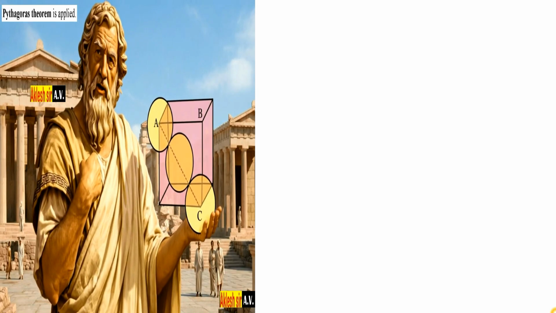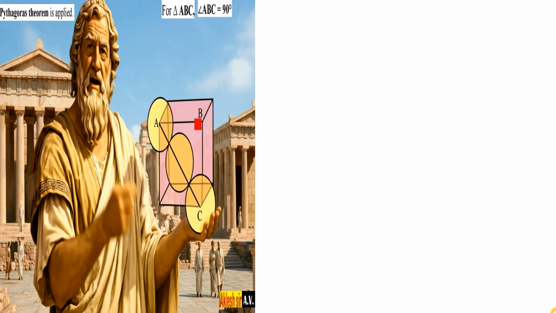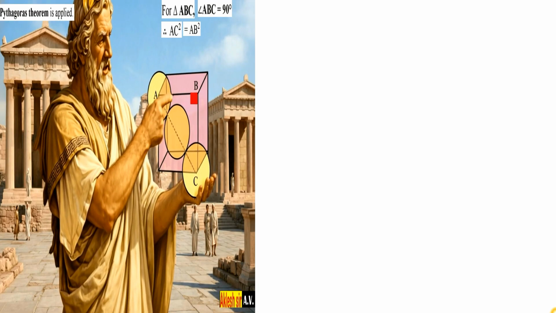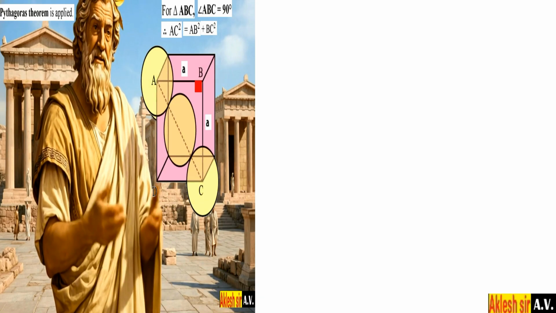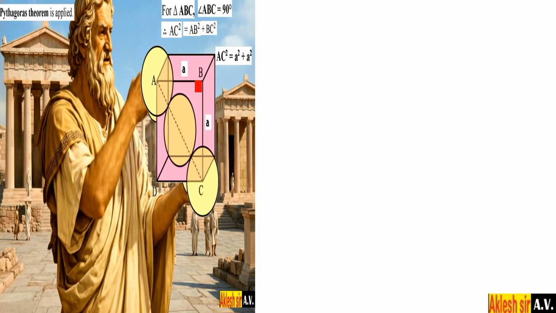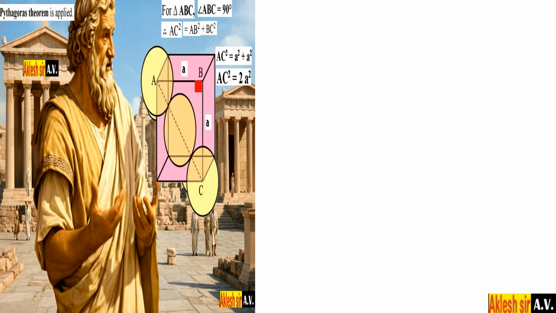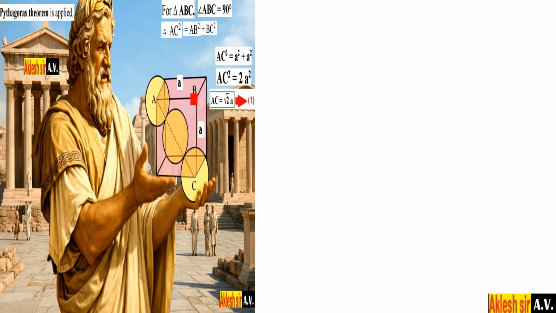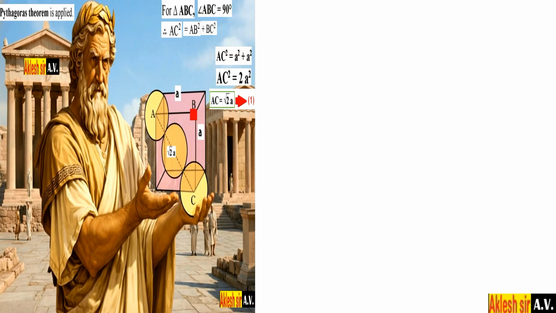By applying Pythagoras' theorem to triangle ABC, angle ABC is equal to 90 degrees. Therefore, AC squared is equal to AB squared plus BC squared. Since AB is equal to a and BC is also equal to a, we get AC squared equals a squared plus a squared. So AC squared becomes 2a squared. Finally, AC is equal to square root of 2 times a.